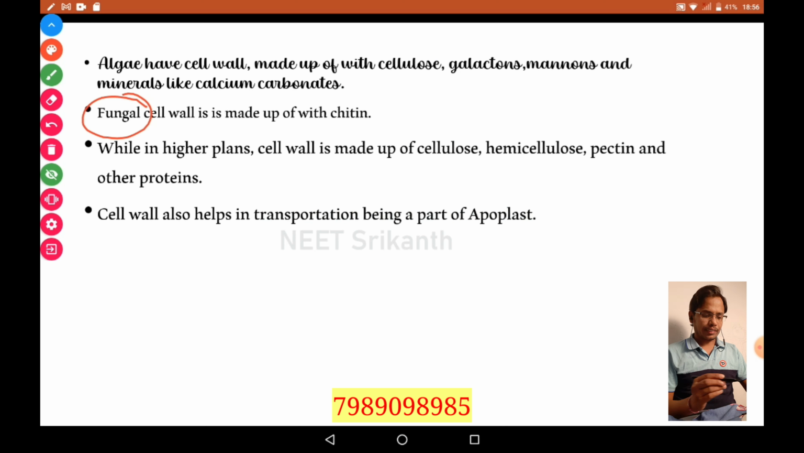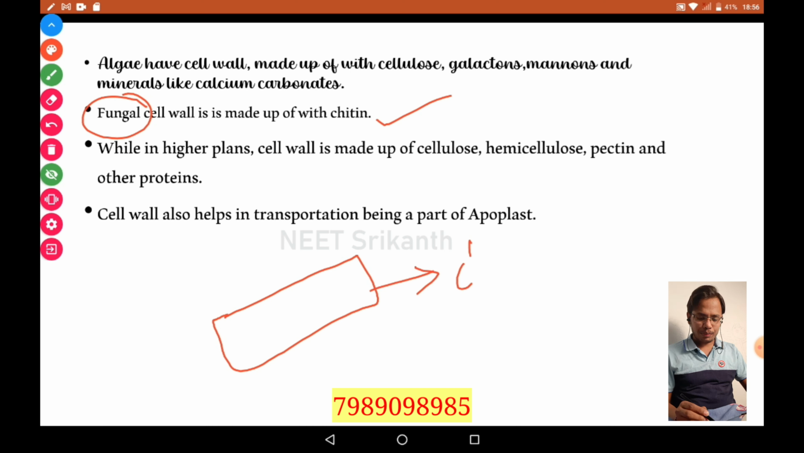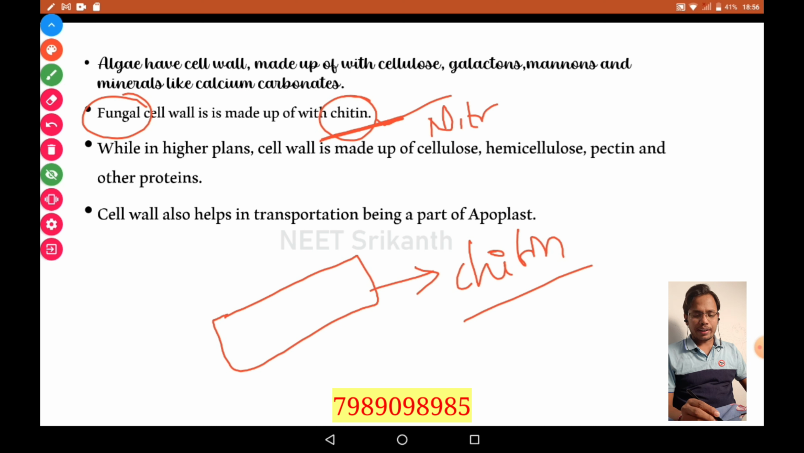Now you can observe the fungi. Let us discuss the cell wall composition of the fungi. Already we know fungi is a non-chlorophyllous heterotrophic thallophyte. You can observe the fungi cell wall. The fungi cell wall is made up of chitin. What is the cell wall composition of the fungi? The fungi cell wall is made up of chitin. Chitin is nothing but a nitrogenous compound. It has nitrogen.